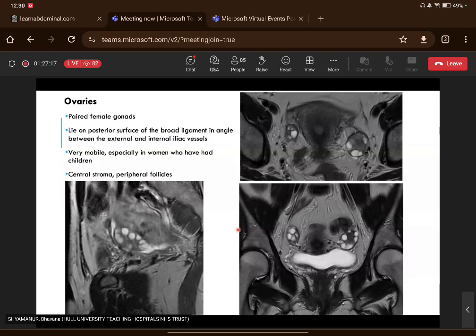So the ovaries, paired female gonads on either side. These lie on the posterior surface of the broad ligament, as we've seen. A good landmark is to look in between the external and internal iliac vessels. They can be really mobile. And when looking on imaging, the main structures to identify are the intermediate intensity ovarian stroma and the peripheral follicles, which are essentially just bright on T2 and dark on T1.